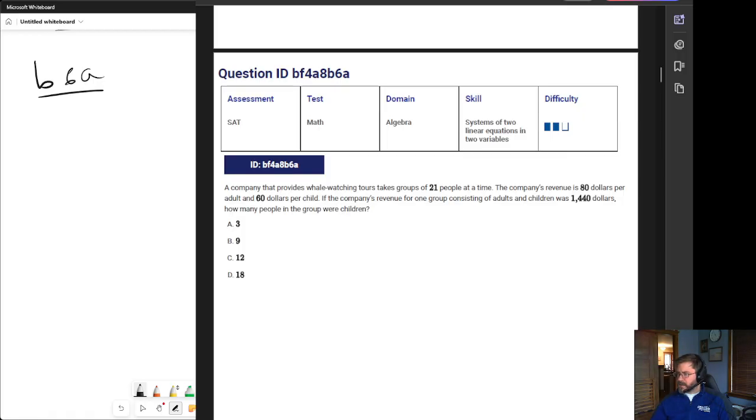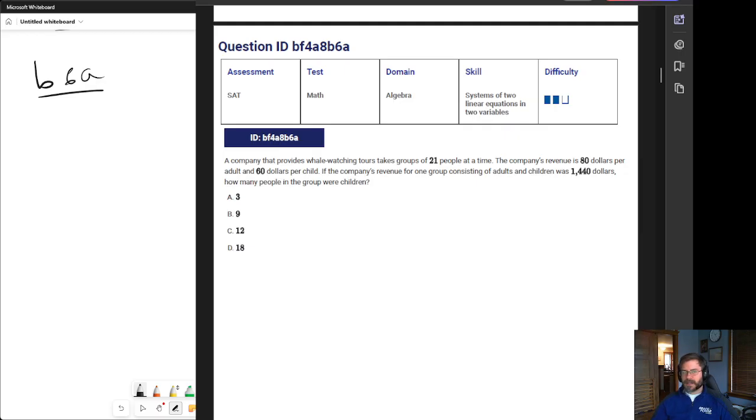Revenue is $80 for adults, $60 per child. So they're not giving us the equation, but they do give it to us in words. So $80 for adults plus $60 for children equals the total revenue for each trip, and each trip can only have 21 people. And that's going to be 1440 there, I see. So pause and think about where these numbers came from.